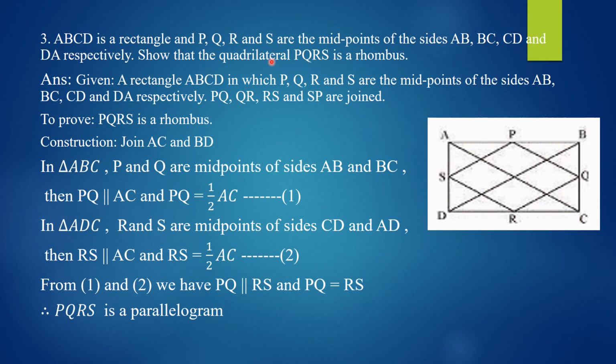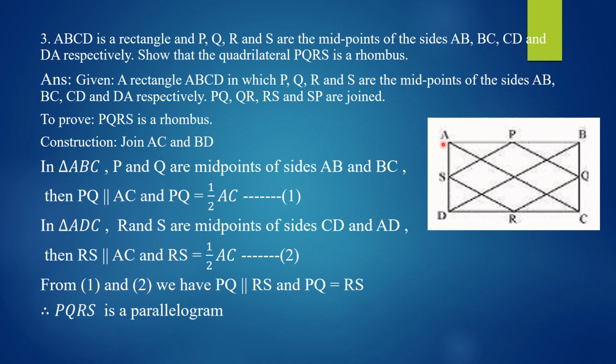In the same way as question number 1 and 2, to prove PQRS is a rhombus, first we need to prove it is a parallelogram. For that, let us join the points PQ, QR, RS and SP. Now join AC and let us take the triangle ABC. We can see P and Q are the midpoints of AB and BC. Therefore, using the midpoint theorem, we can say PQ will be parallel to AC and PQ will be half of AC.